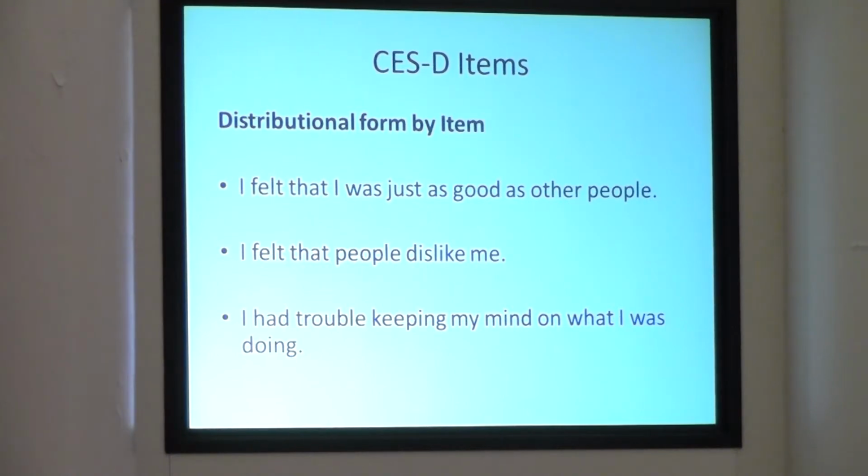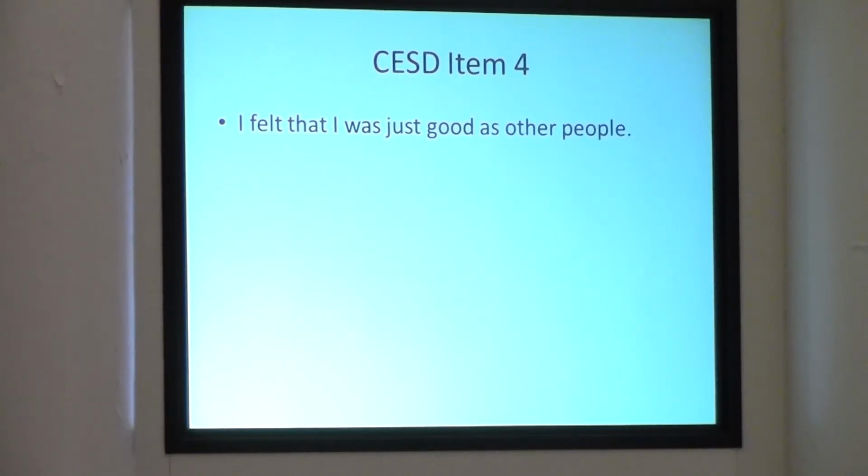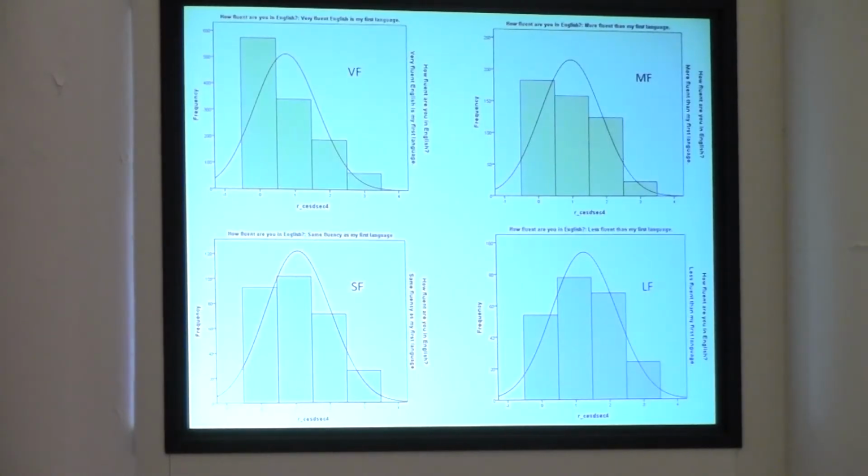If we go and look at the items, breaking it down, I'm going to show you the distributional form across 3 items, which exemplify different distributional shapes. The items I've selected are: I felt that I was just as good as other people, I felt that people dislike me, I had trouble keeping my mind on what I was doing. For the item, I felt that I was just as good as other people, I have provided the histograms for responses on the 4-point response scale.